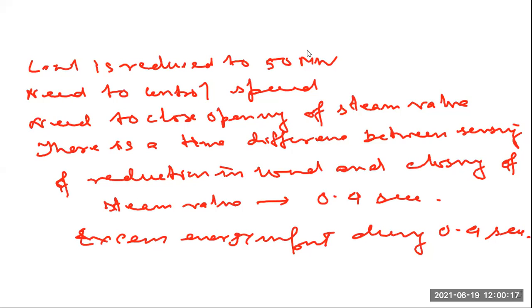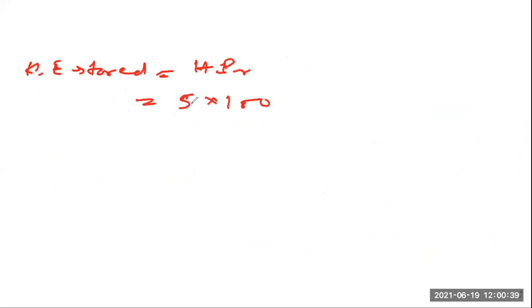So the kinetic energy stored is equal to H into PR. H is your inertia constant and PR is your rating, 100 MVA, but H is 5 kilowatt second per kVA, so we need to convert it into kVA by multiplying by 1000. This is basically the calculation.